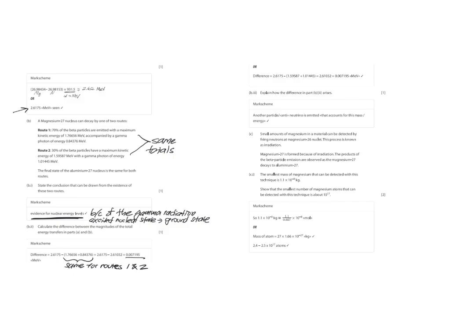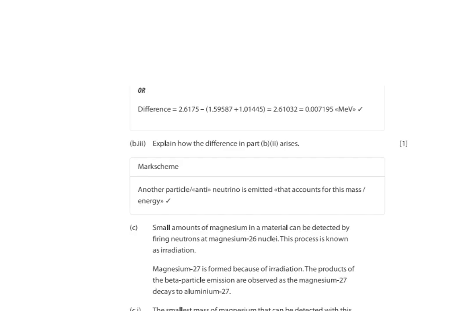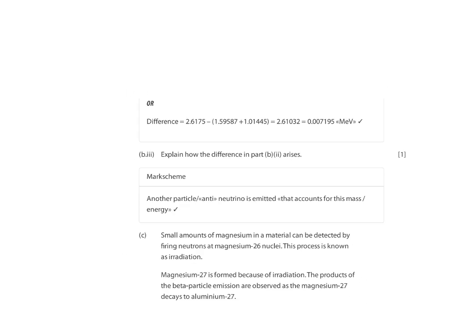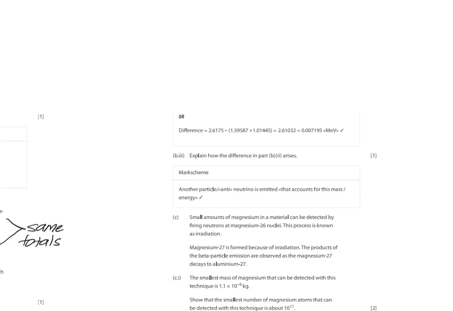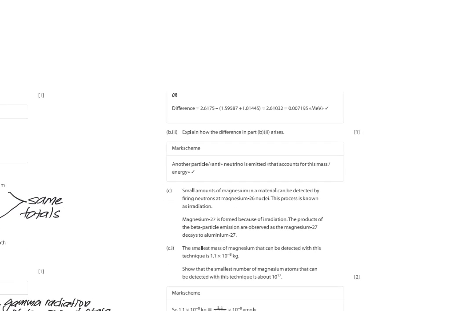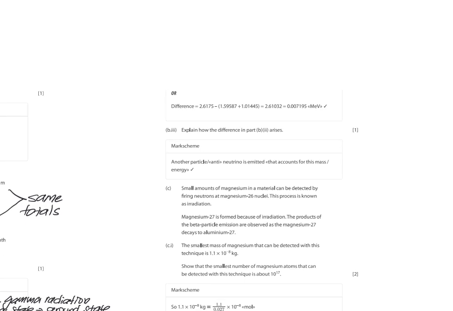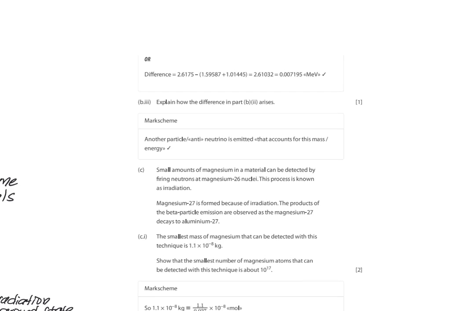I also notice they actually do have the other side, the other route up here, but it comes up to the same number, 0.007195 mega electron volts. Now, B triple I, why is there a difference in parts? The difference is because another particle, the neutrino or antineutrino, is emitted.